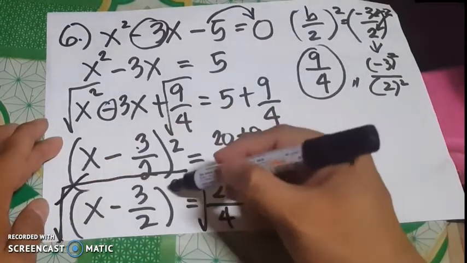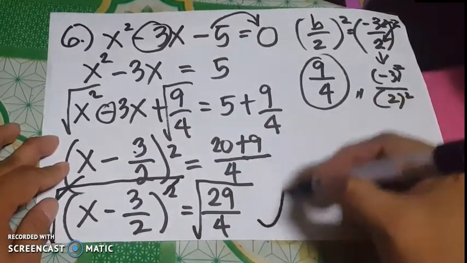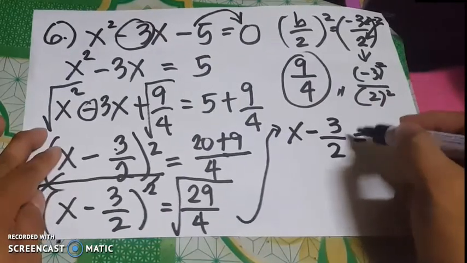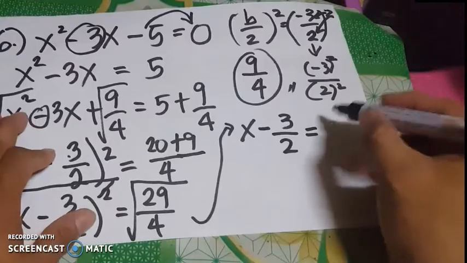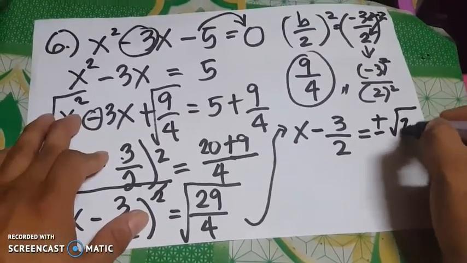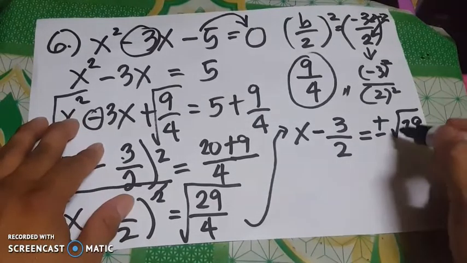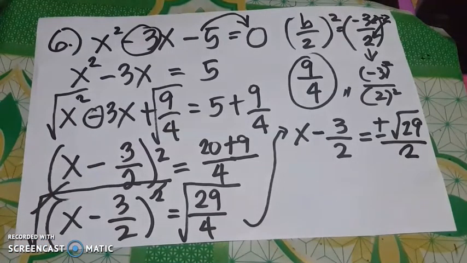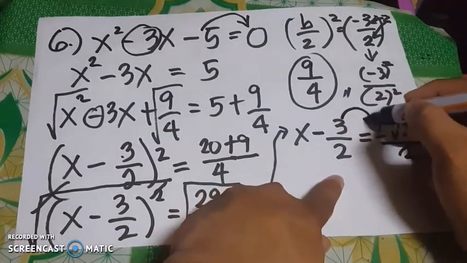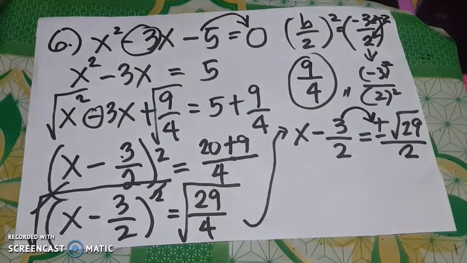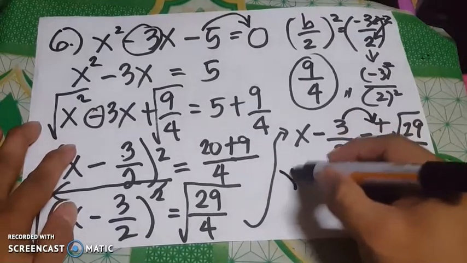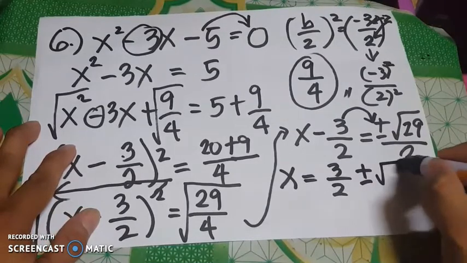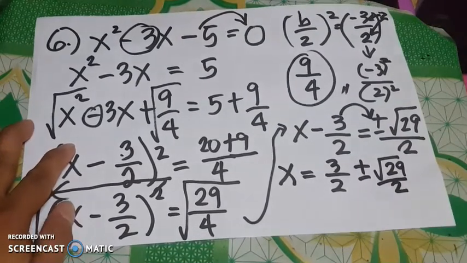So to cancel out the square root sign here, may iwan ay, continue natin dito, may iwan ay x minus 3 over 2 is equal now to, 29 is a non-perfect square, so that would be positive, negative square root of 29 because wala na rin siyang factor, while 2 has square root of 4 ay 2. So if you're going to look at it, move natin yung constant term to the right side. So once we move it to the right side, it will become x is equal to 3 over 2 plus or minus the square root of 29 over 2.